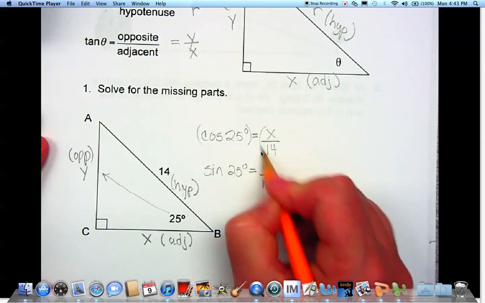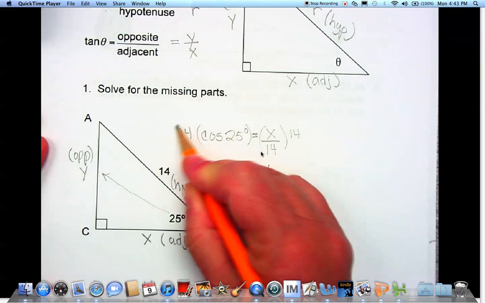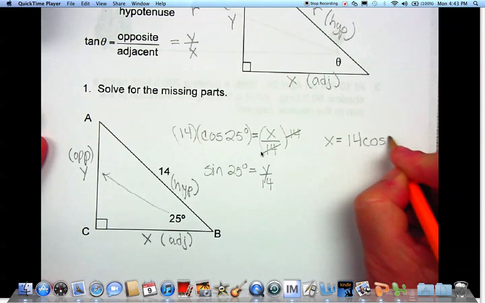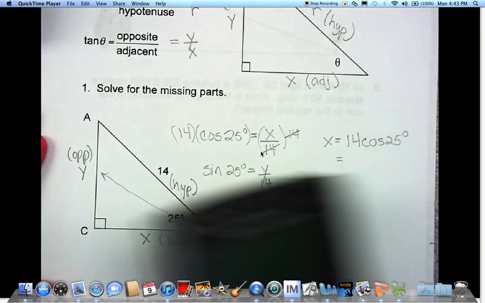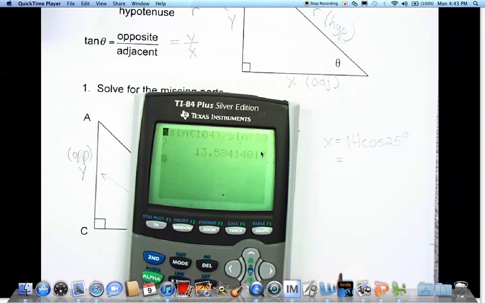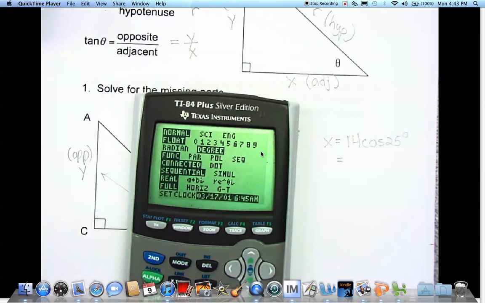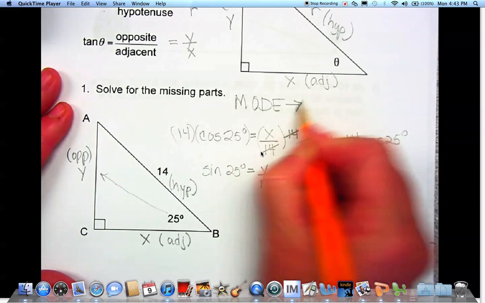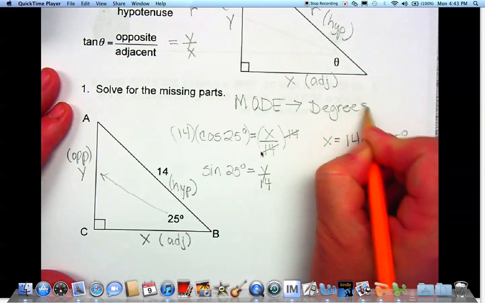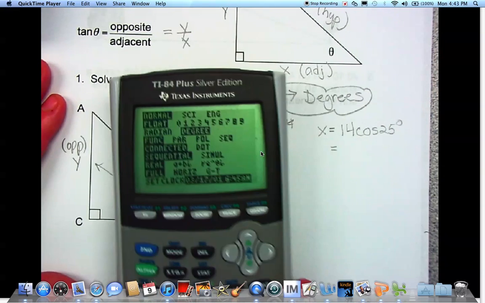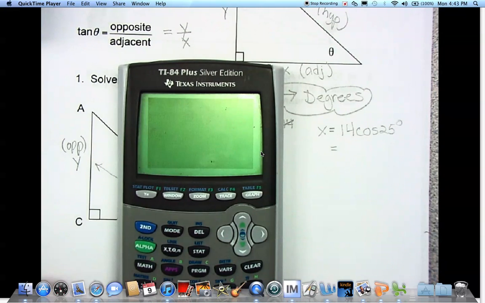All right, so then we're going to solve these. We can multiply both sides by 14. The 14's cancel, and you have x equals 14 cosine of 25 degrees. Okay, so 14 cosine of 25. Whoops, gotta turn it on. Make sure the mode on your calculator has to be in degrees. That's very important. So, we got our mode in degrees. Then we'll do 14 sine 25.